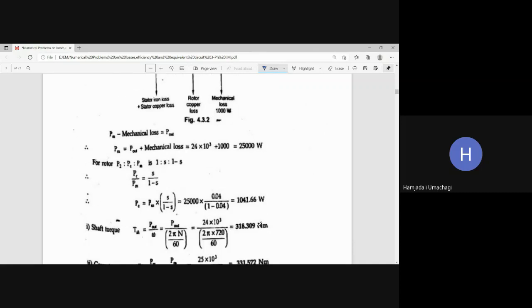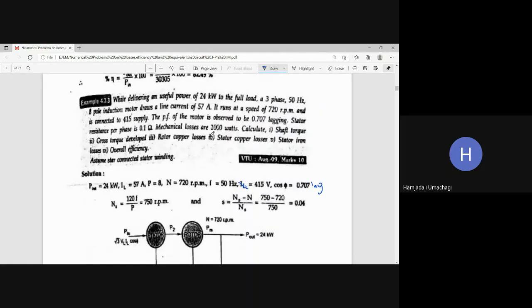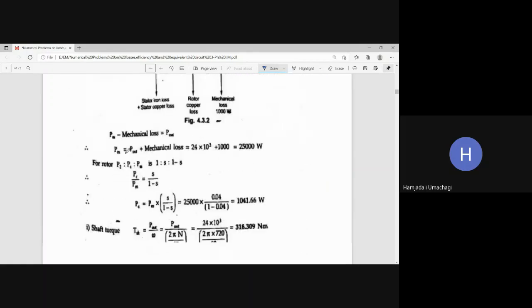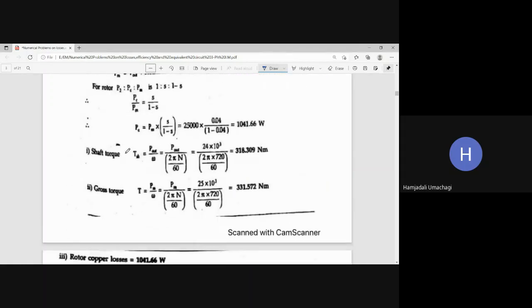1041.66 watts. Okay, so now let us calculate the required parameters. The first parameter we should calculate here is the shaft torque. Then gross torque, then rotor copper loss, then stator copper loss, then stator iron loss, and finally overall efficiency. All these five parameters we should calculate here. First we will calculate shaft torque.